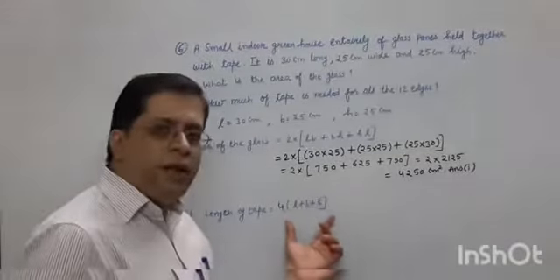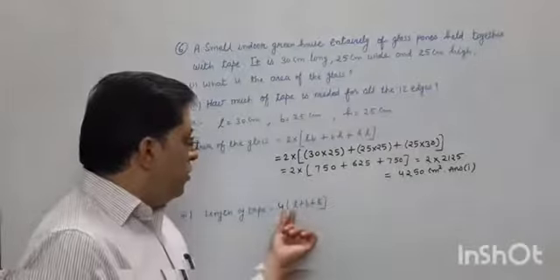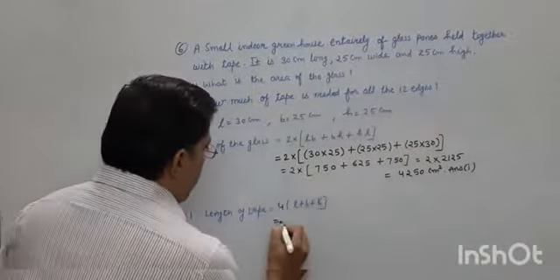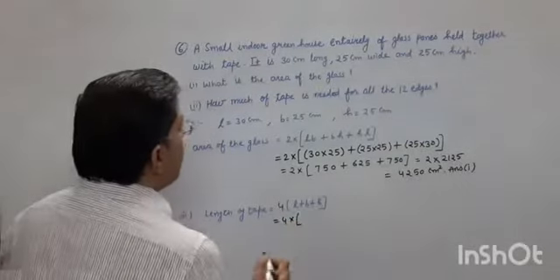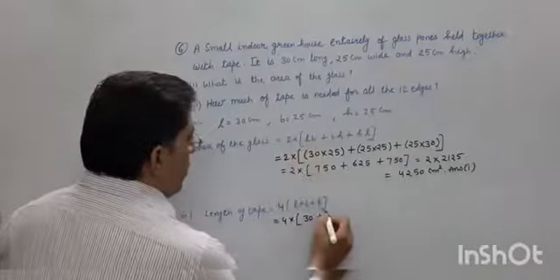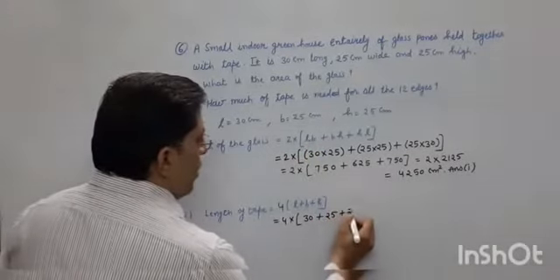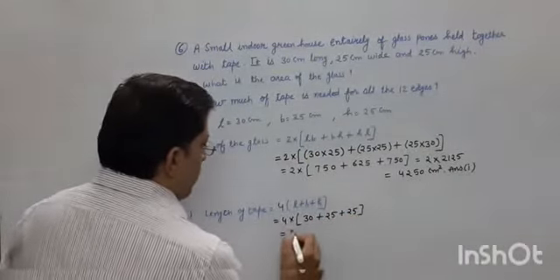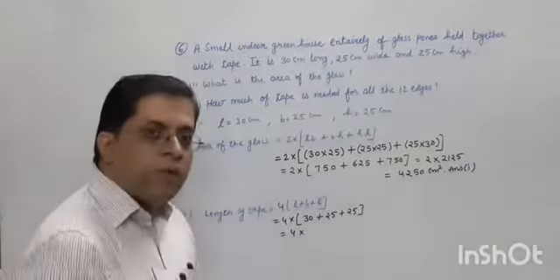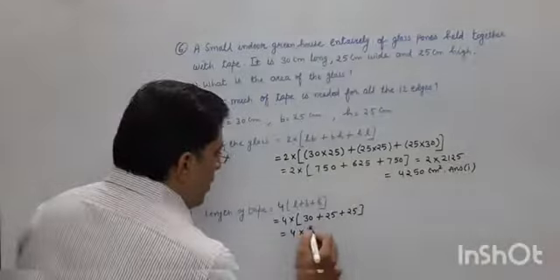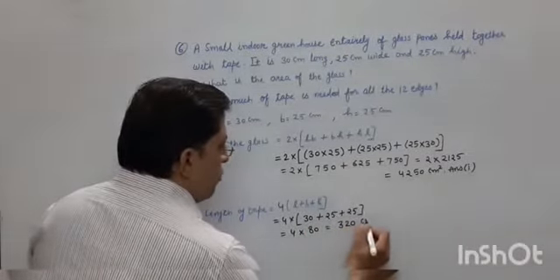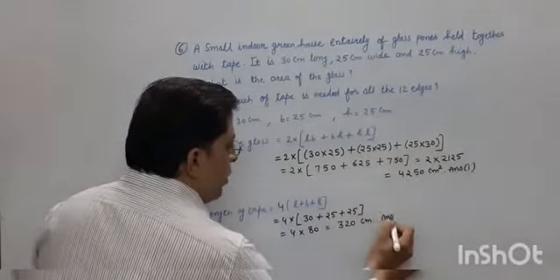So I can take out common 4. Then L plus B plus H. Here, 4. What is length? Length is your 30. This is 25 breadth. Height is also 25. So 4 into 25 plus 25, 50. 50 plus 30, 80. This is your 320 centimeter of tape required.